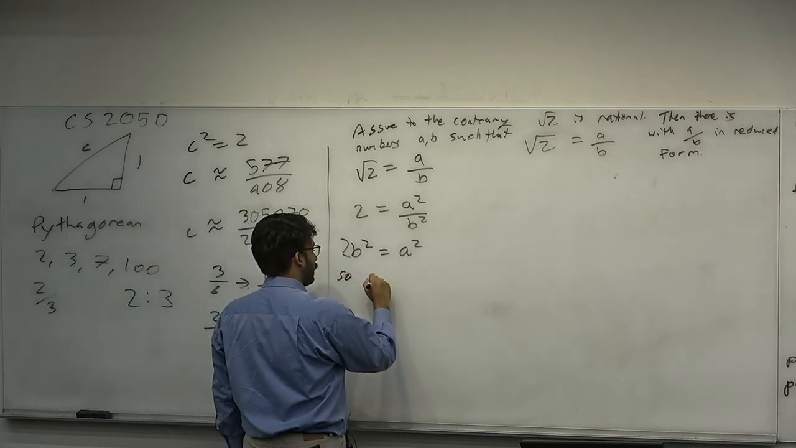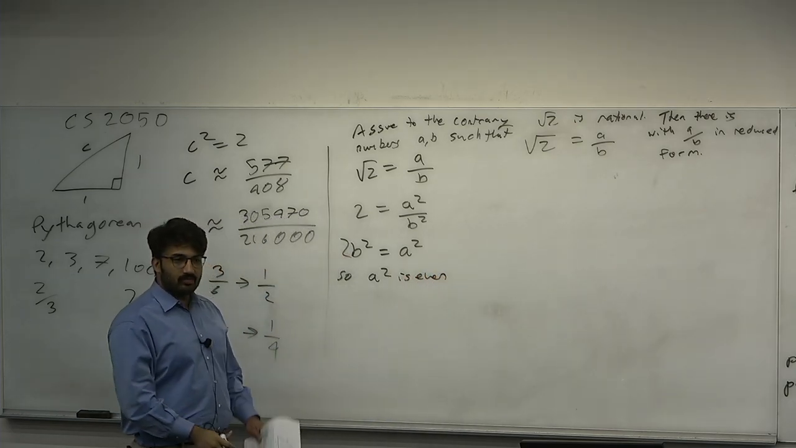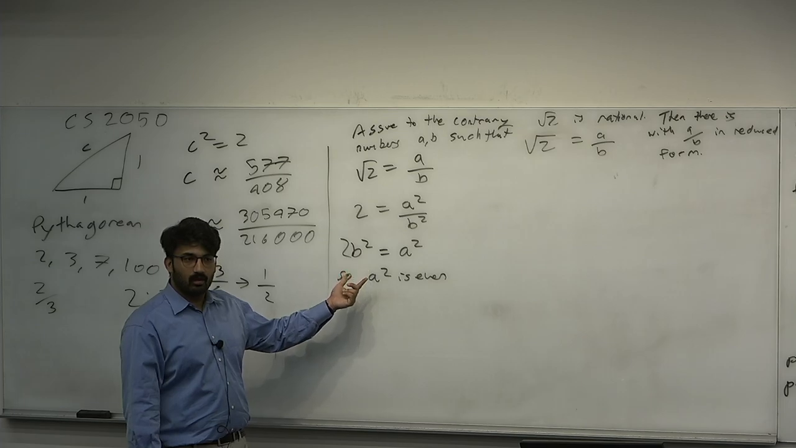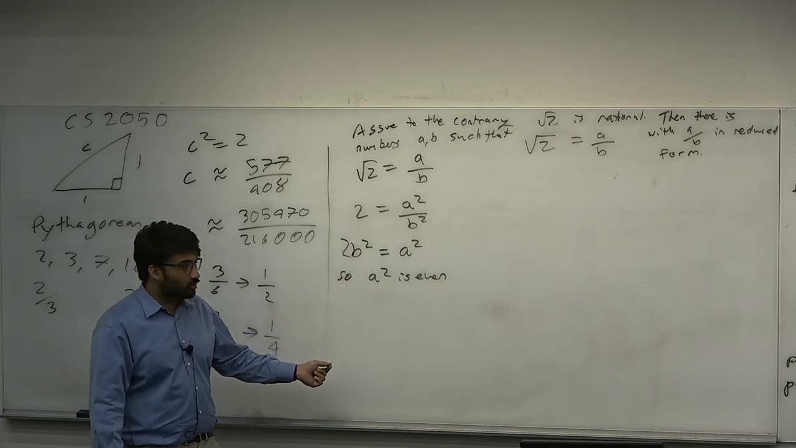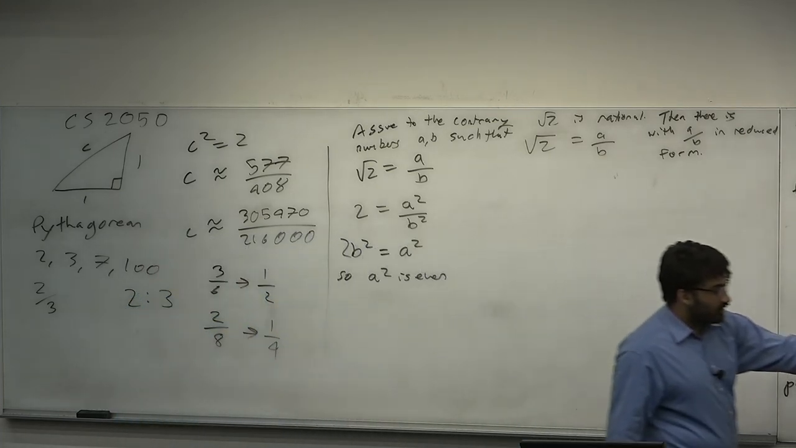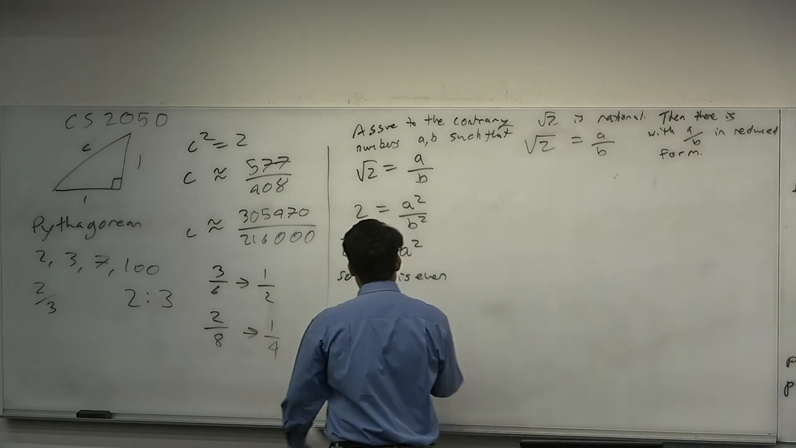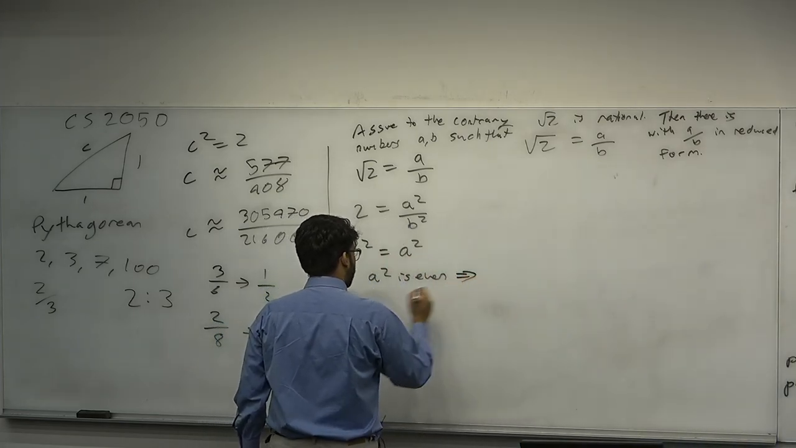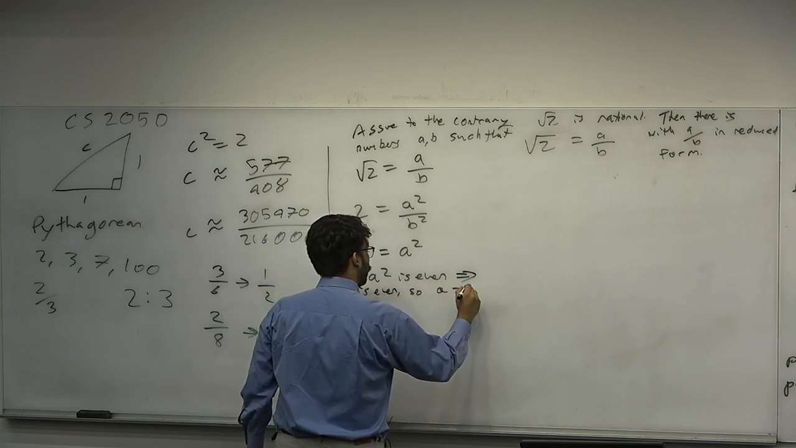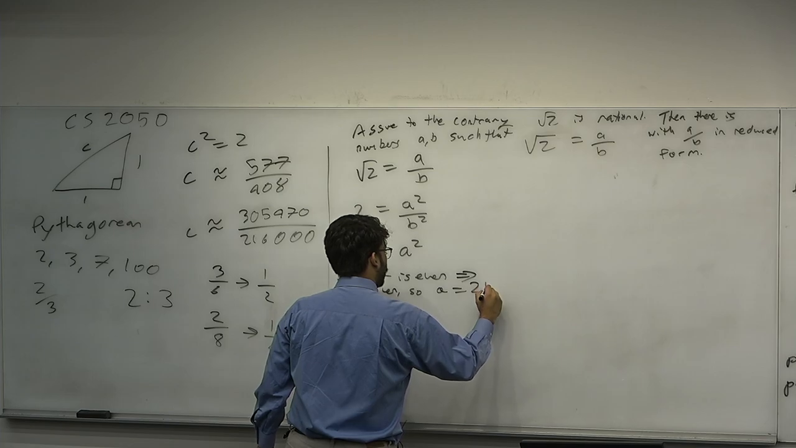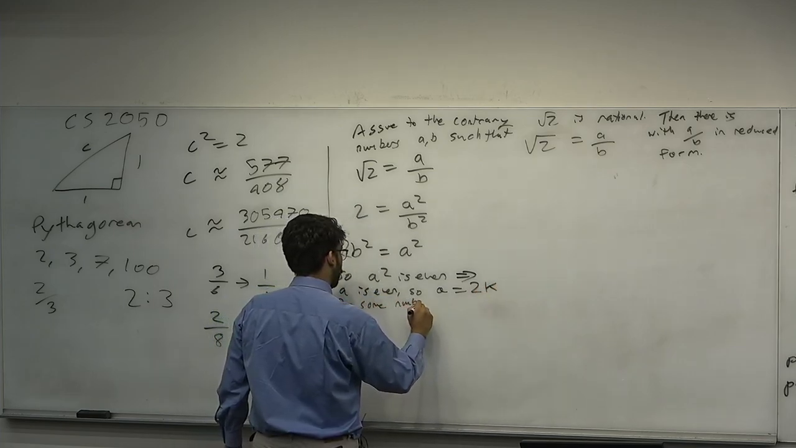So A squared is even. A squared is even because it's written as 2 times something. What do we know about A squared? If A squared is even, what do we know about A? A is also even. That's the corollary we proved. N is even if and only if N squared is even. So if A squared is even, A must be even. That implies that A is even. So A is equal to 2k for some number k.